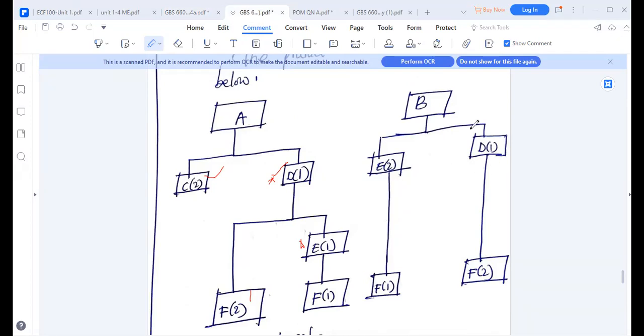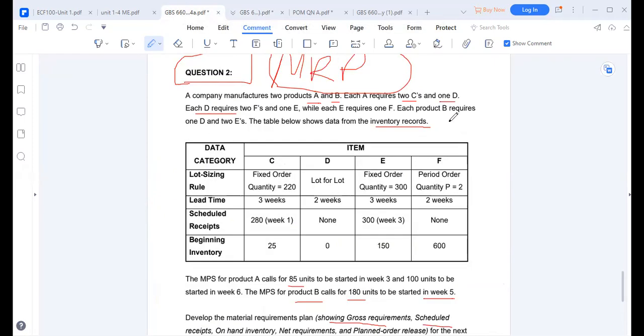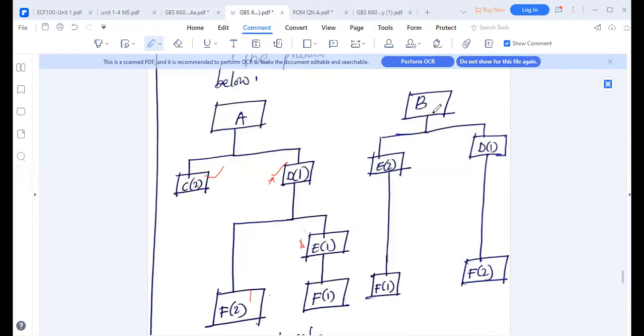All right, so we get now to B, what B is about. This structure is also coming from the information given in the question. The other one says each B requires 1 D and 2 E's.